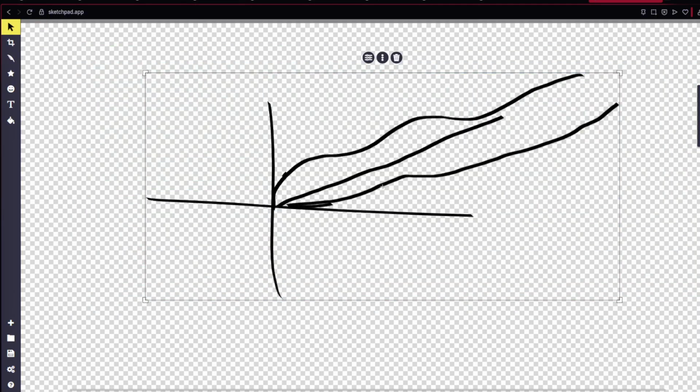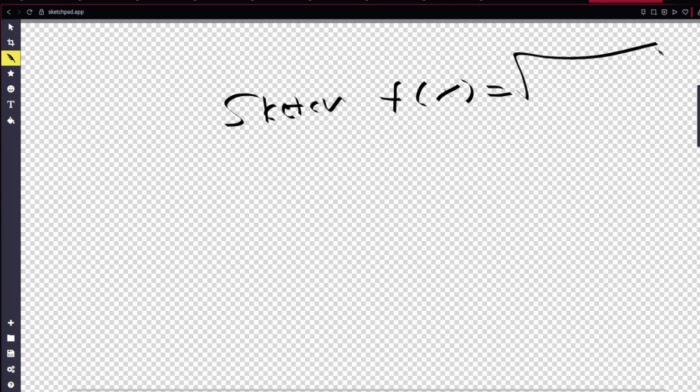So now what we're going to do is sketch f of x equals, this one's a little bit difficult as well because it requires an idea of translation. So it's negative 1 minus x. This is pretty easy. I'm just going to simplify it to negative 1 of x plus 1.